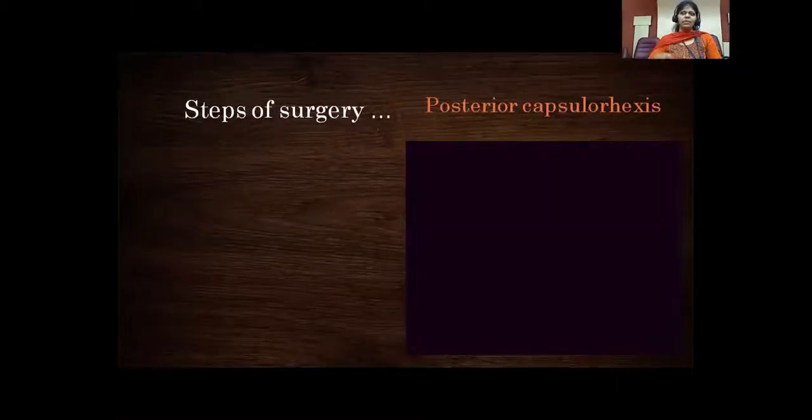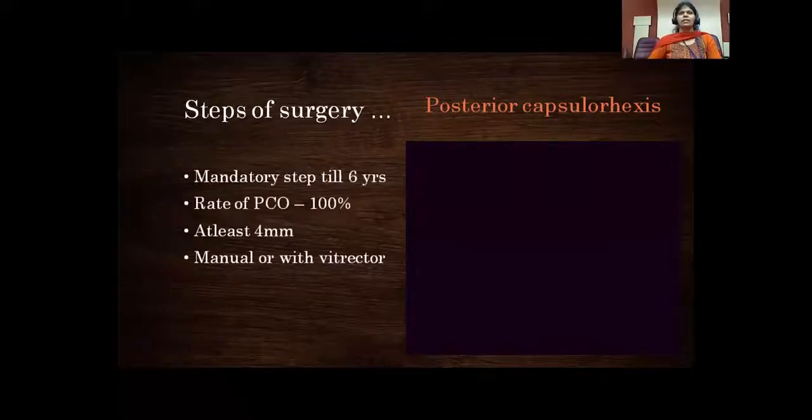But here it is better not to leave the rhexis, because once the vitreous comes and gets mixed with the capsule, it is very difficult to retrieve the rhexis. It becomes a little messy. So after that, you do a small anterior vitrectomy, and then place the intraocular lens.